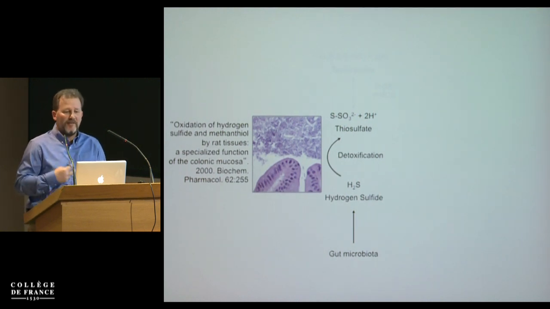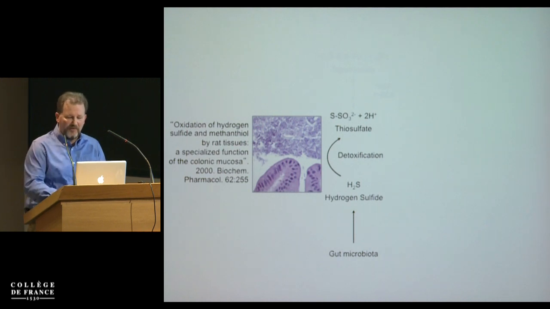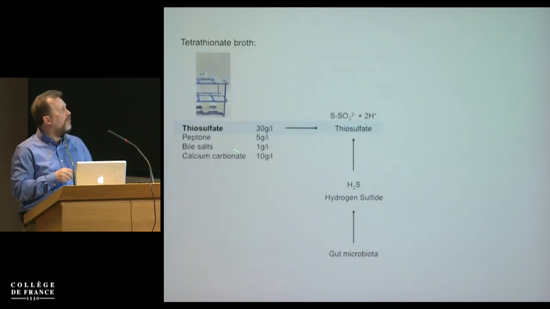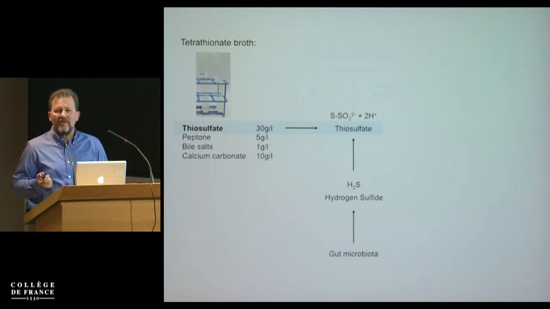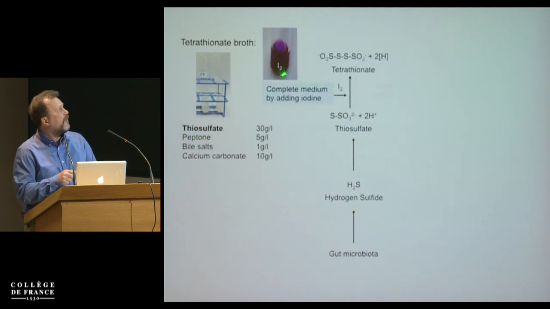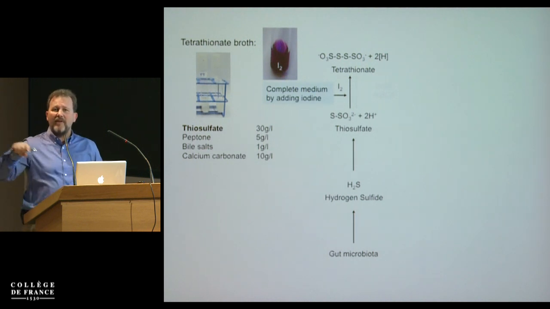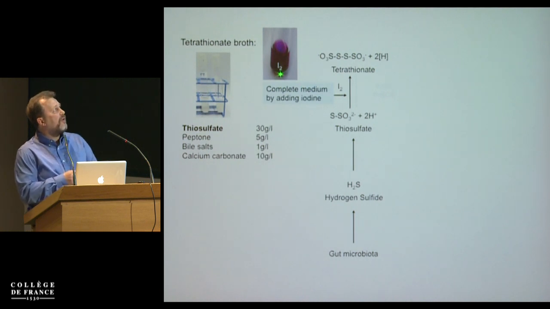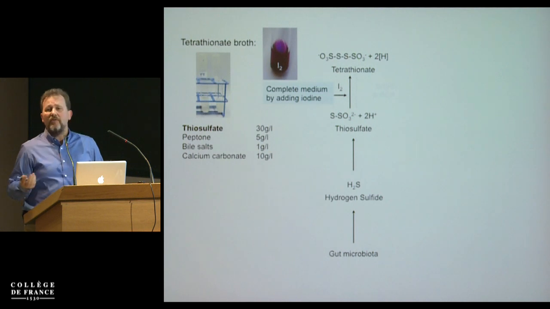Thiosulfate is the end product of tetrathionate respiration, but when we actually looked at the bottle of tetrathionate broth, we noticed that tetrathionate broth actually doesn't contain tetrathionate, it contains thiosulfate. The reason being that tetrathionate is fairly unstable, so if you put tetrathionate in this broth, it would have a very short shelf life. So the company gives you a second bottle, which is a bottle of iodine, and you have to add that iodine to the broth just before you use it. Iodine is a strong oxidant, and it oxidizes thiosulfate to tetrathionate, and now you have your tetrathionate broth.